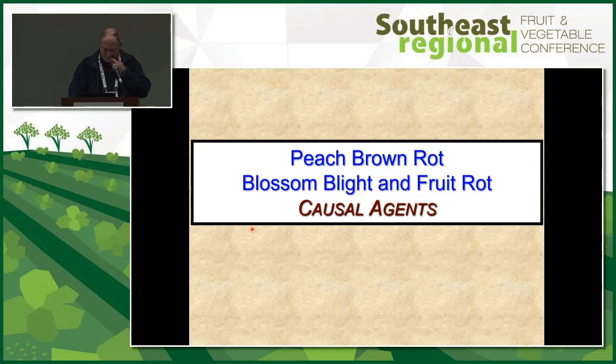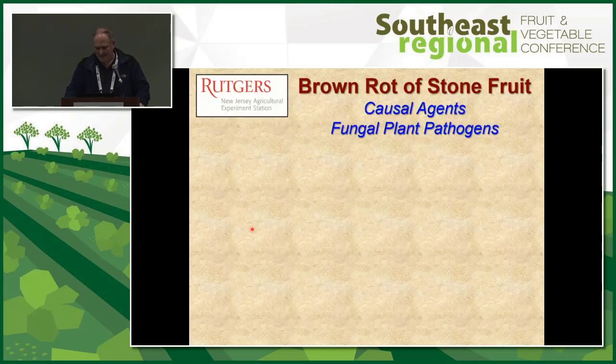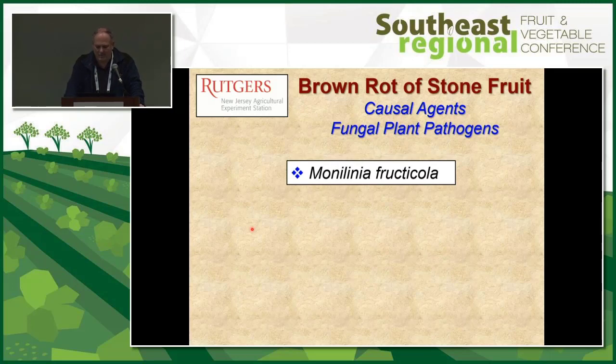Okay, causal agents. There are 3 different fungal plant pathogens of the genus Monilinia that can cause both blossom blight and the fruit rot phase as well. The first one is the most important one, Monilinia fructicola. It occurs in all stone fruit growing areas of the United States as well as the world.